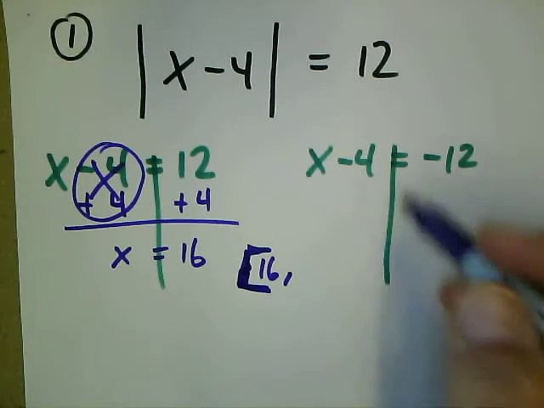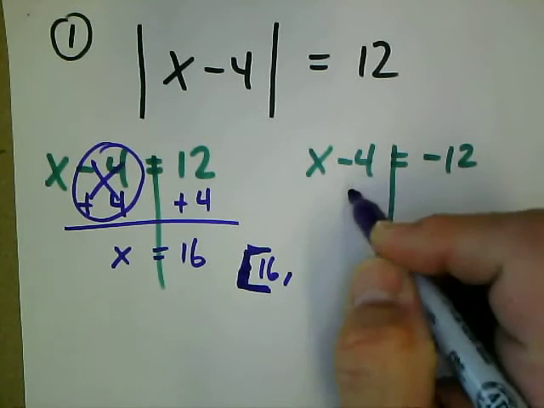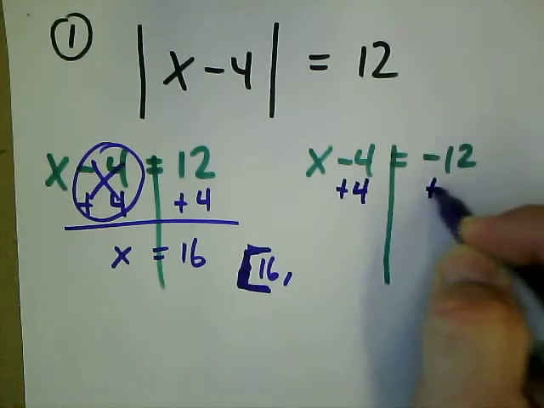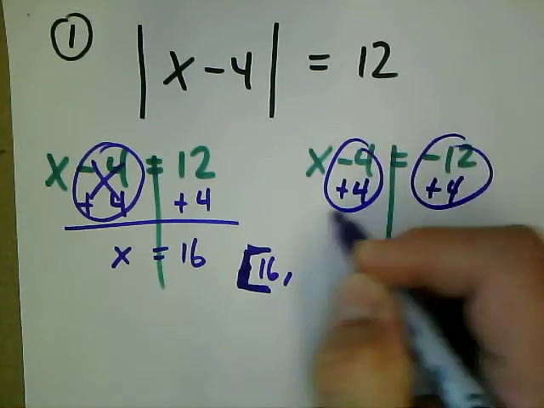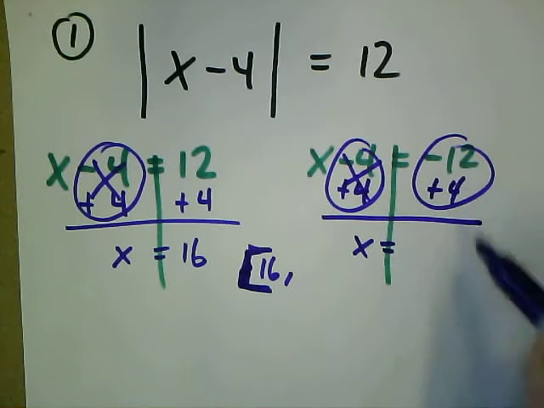On this side, we're going to do the same thing. Cannot distribute, cannot combine like terms, no extra variable, but we can add or subtract. So we're going to add 4 to both sides of the equation. Our opposite operations are gone. We're left with x, and negative 12 plus 4 happens to be negative 8.